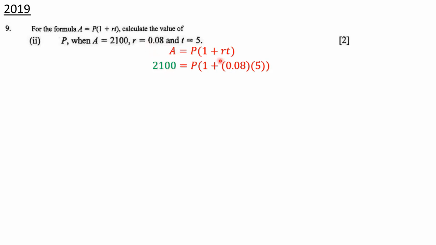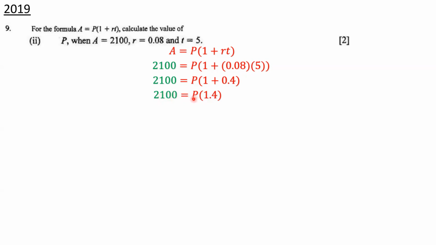R is equal to 0.08. And T is equal to 5. All we did is replace A with 2,100, R with 0.08, and T with 5. Now let's multiply 0.08 by 5, and that's going to give us 0.4. Now we're going to add 1 plus 0.4, and that's just going to be 1.4. And so we have P multiplied by 1.4 equals 2,100.